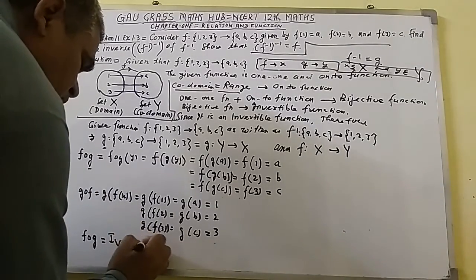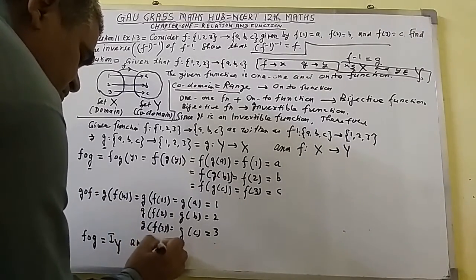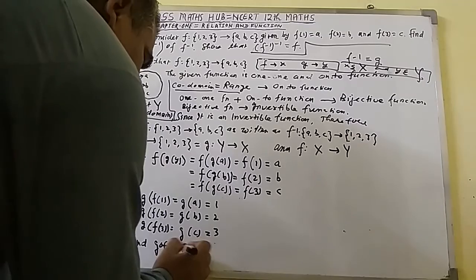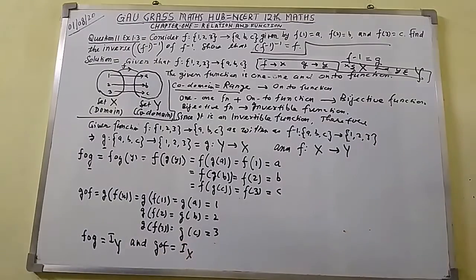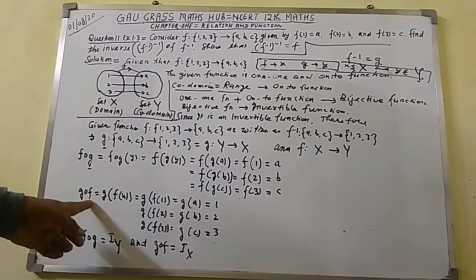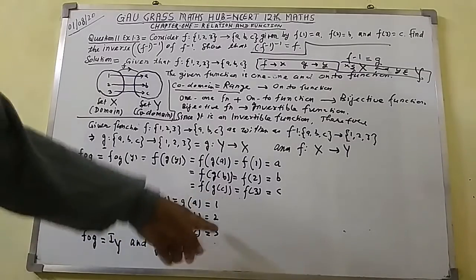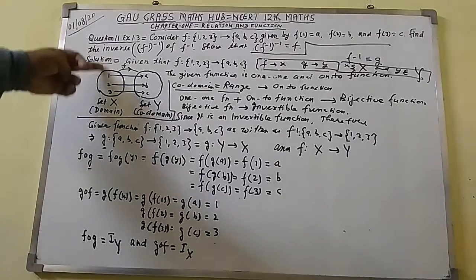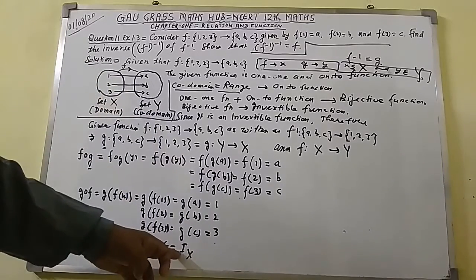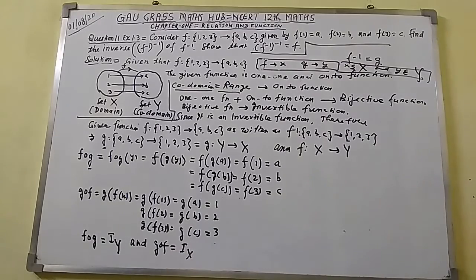And what about G o F? G o F gives here the identity function on capital X. See the value here. The value of G o F, I have got different values 1, 2, 3. So 1, 2, 3 is related here, you can see, to set X. That's why I have written here the identity function on set X.